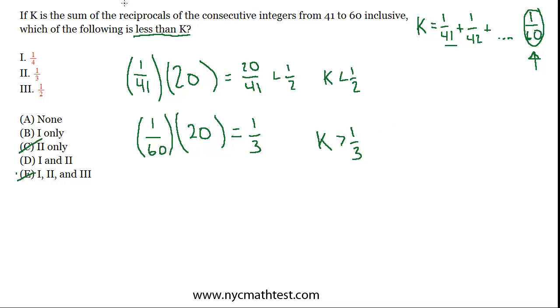And so, which of the following are less than k? A third has to be less than k. If k is more than a third, then a third is less than k. And of course, a quarter is less than a third, so that's also less than k. So the best choice is D, 1 and 2.